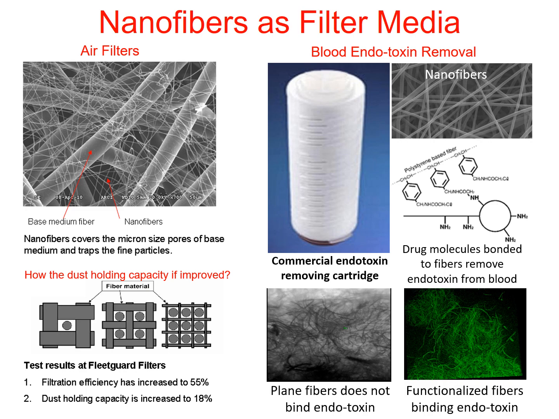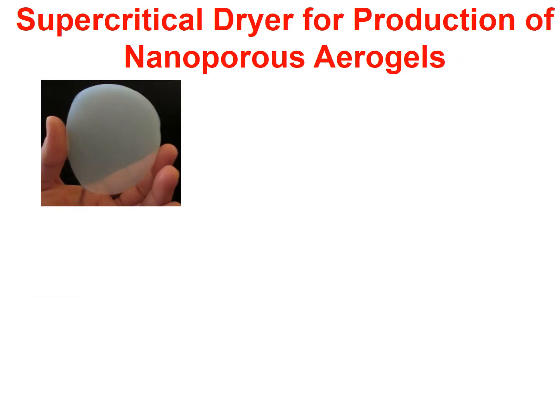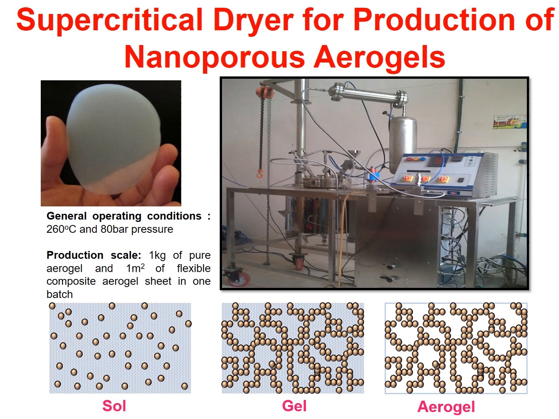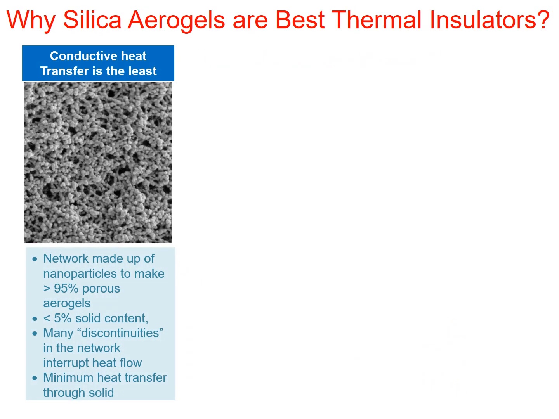removal from the blood. The best thermal insulators, ultralight nanoporous aerogels, are produced at ARCI via supercritical drying method. First, a gel is prepared by chemical route. The liquid in the gel is then extracted at high temperature and pressure in such a way that gel structure doesn't collapse. Silica aerogels have more than 95% porosity, and less than 5% solid in it. This solid is nothing but a three-dimensional, random network of less than 10 nanometer sized silica particles. Hence the heat transfer through solid is minimum.